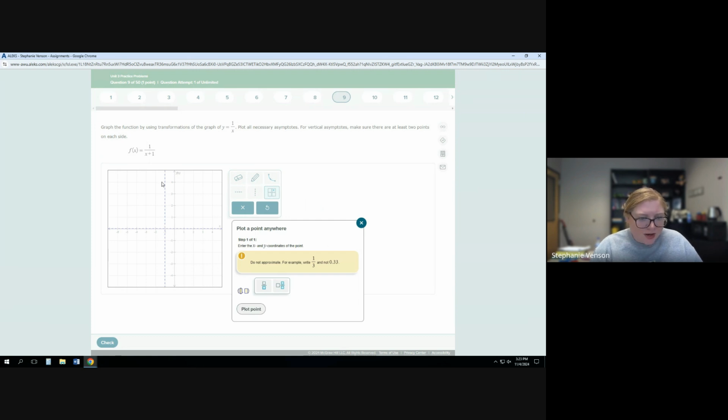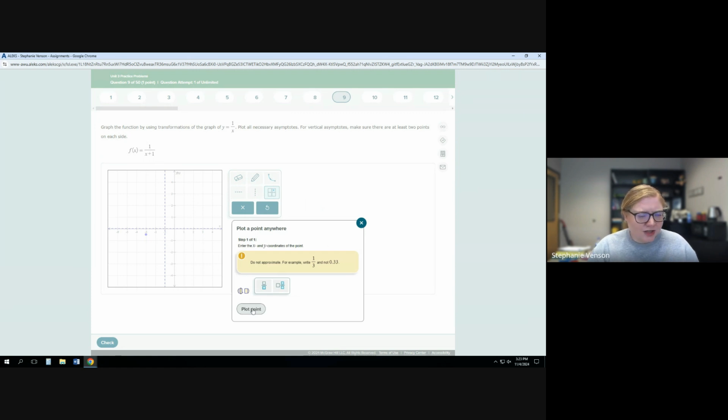Okay, and let's see, my vertical asymptote was at x equals negative 1. So I'm going to plug in negative 2 and negative 3. If I plug in negative 3, 1 over negative 3 plus 1. Negative 3 plus 1 is negative 2. So when I plug in negative 3, I get negative 1/2. So I'm going to plot that point.